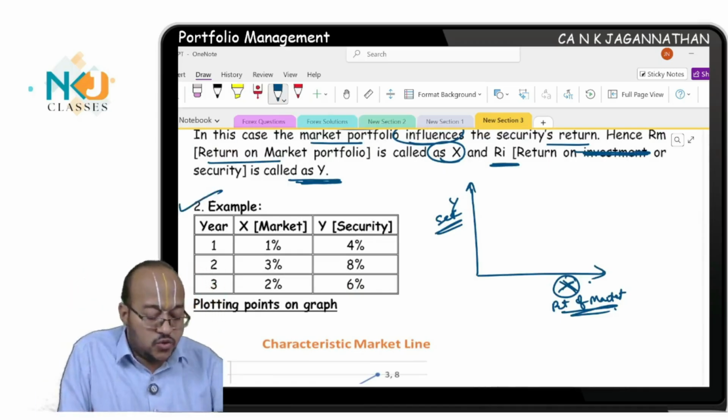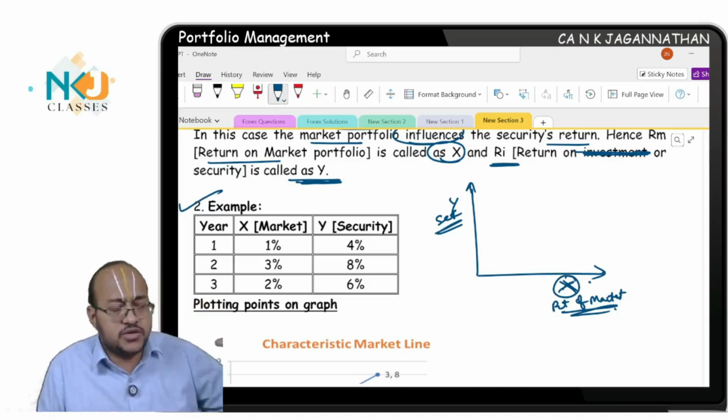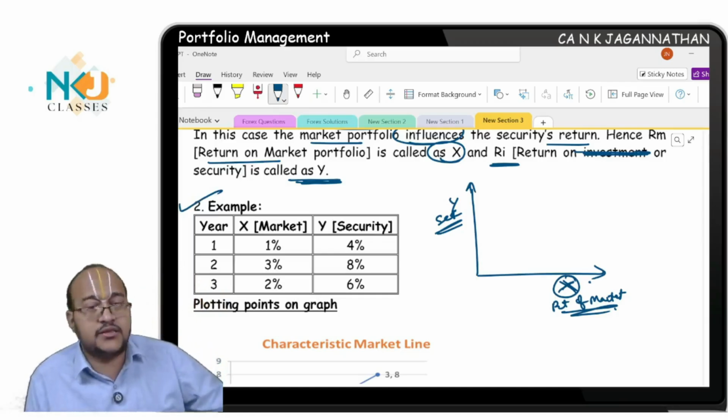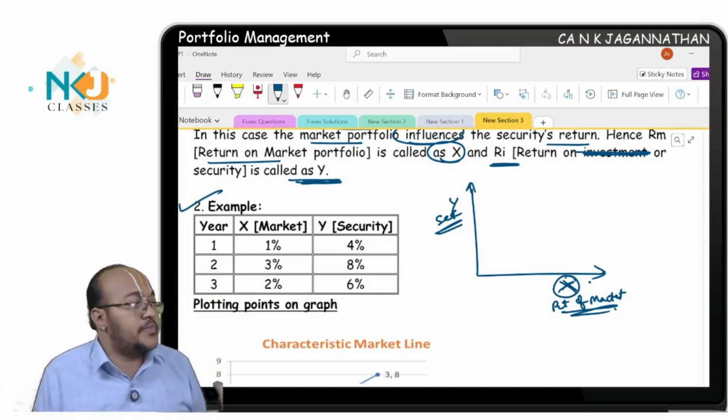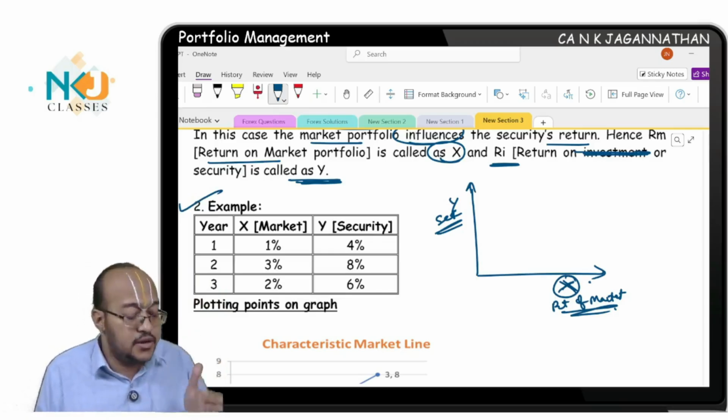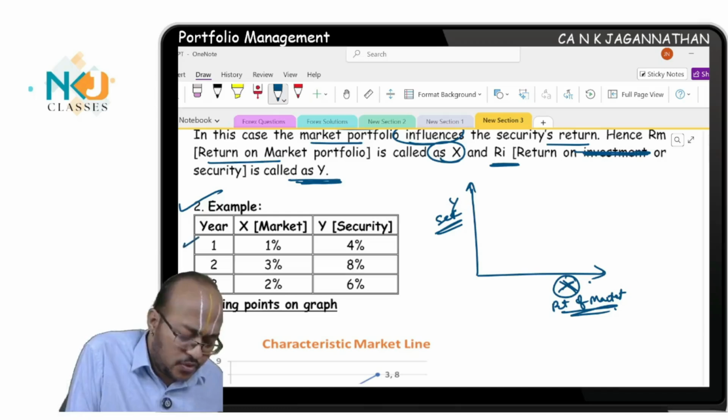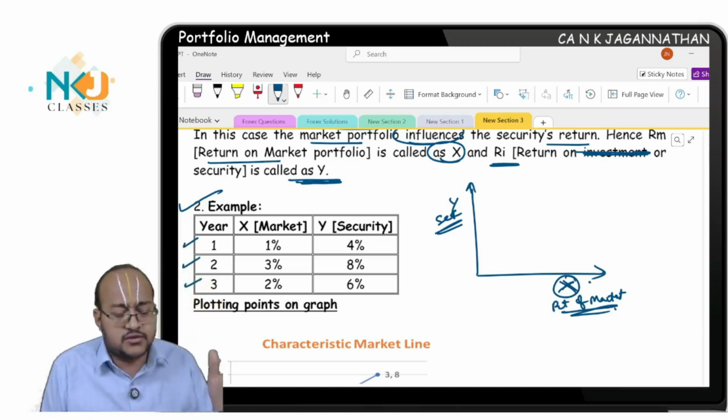See, now assume I have given a data. Forget about this question. I'll come back to the question later. Why this question is different and why we cannot apply this in this question, I'll tell you later. See, take an example here. Suppose year 1, 2, 3, three years' returns are given.